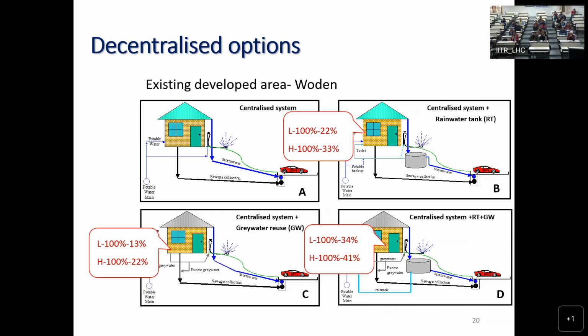Similarly, if we have only the grey water system, it will be 13% in low demand management and 22% in high demand management. And if we have a combination of both rainwater tank and grey water systems, and we implement this type of system in all the 100% houses, 14,000 homes, then we can achieve up to 34% reduction in the potable supply, or 40% with high demand management.